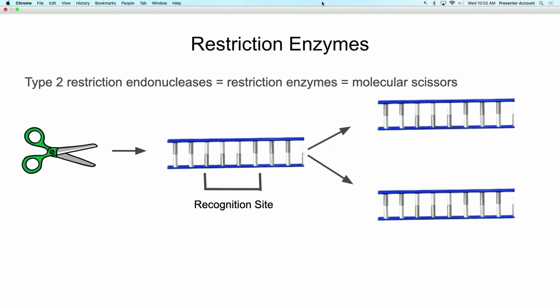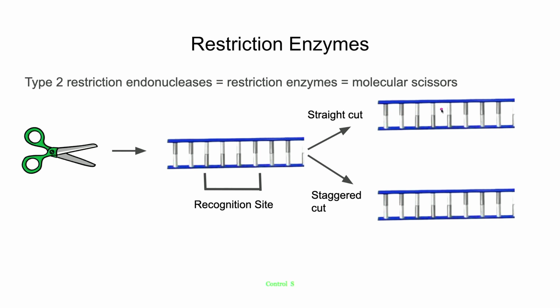These scissors can make two types of cuts, a straight cut and a staggered cut. For the straight cut, the scissors cut the two DNA strands at the same base pair position. As a result, blunt ends are formed. In the staggered cut, the scissors cut the two DNA strands at different positions. This cut creates an overhang known as a sticky end, because it is a lone strand which can combine with another DNA strand.